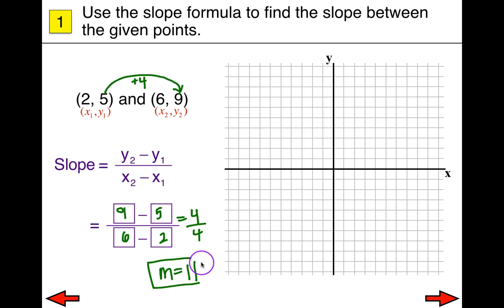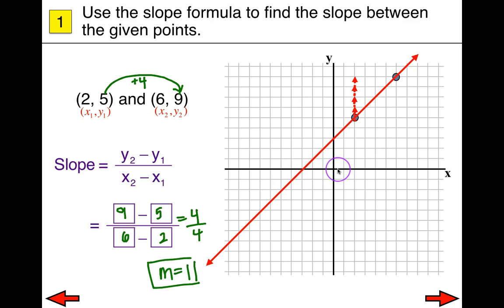Now another method other than using the slope formula would be to also graph the points to find your vertical change over your horizontal change. So let's see that. Here I'm going to plot the 2 points on my graph. I'm going to draw my line. And then I'm going to look for my vertical change.